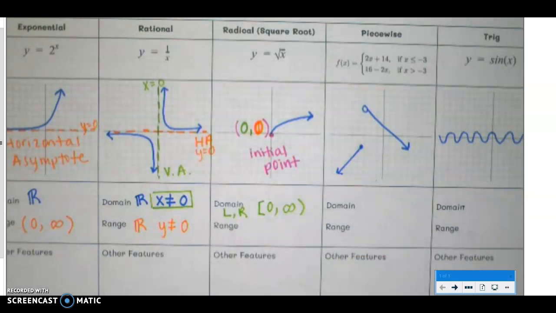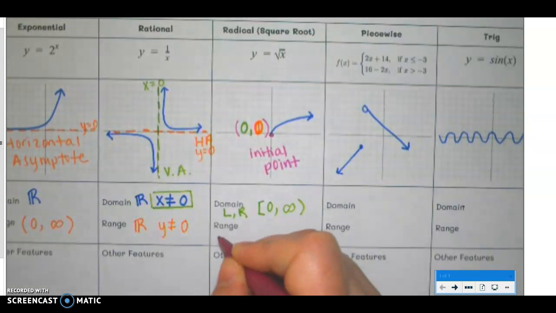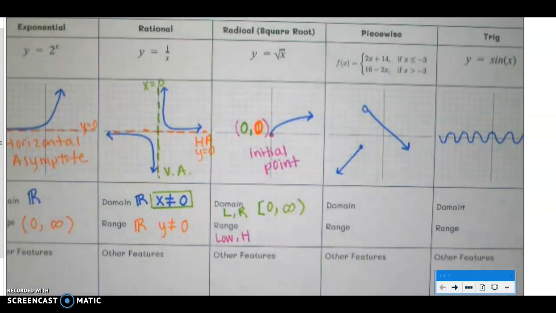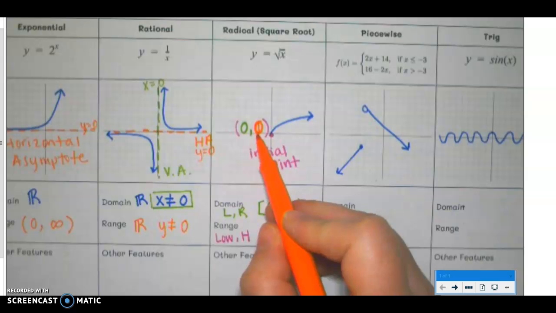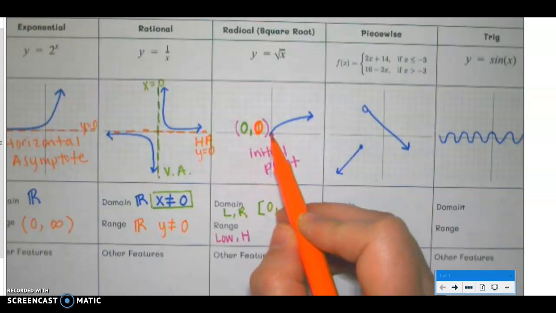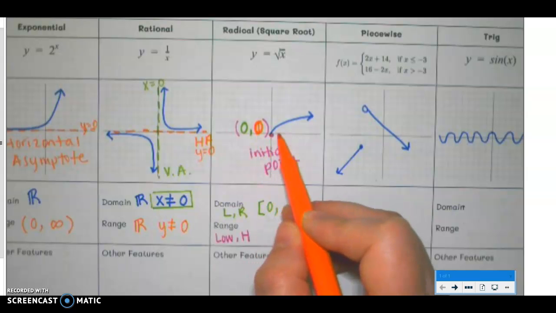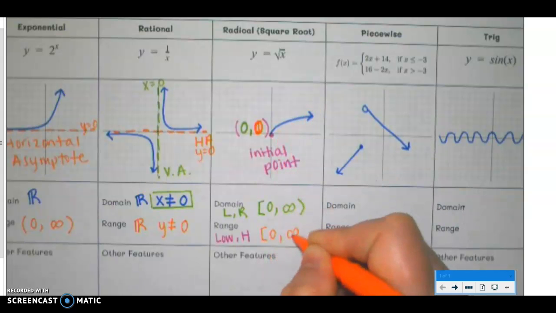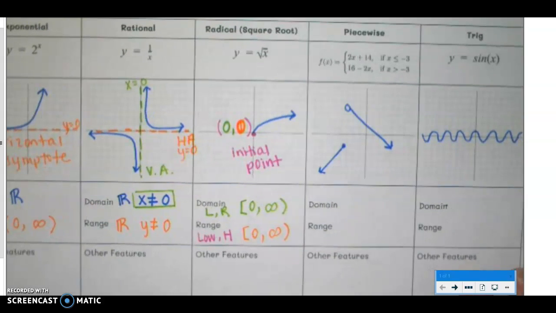Range goes from low to high. All right, so again, that 0 is the y coordinate of that point. That's the lowest that this graph goes, and then that arrow does extend up. So the range is also 0 to infinity.